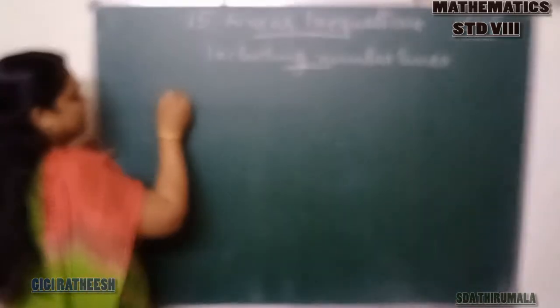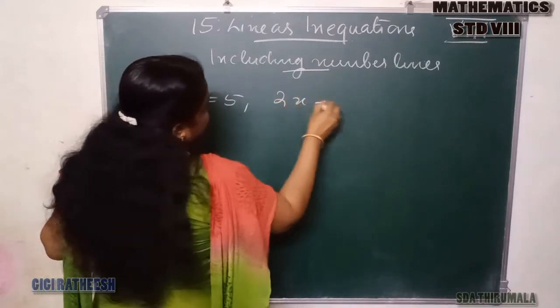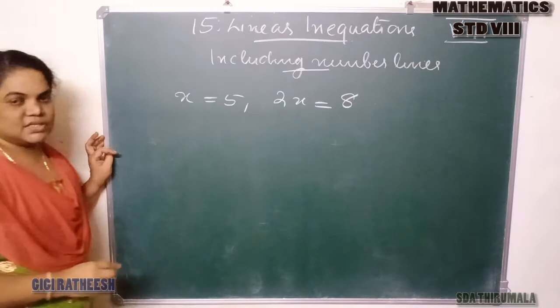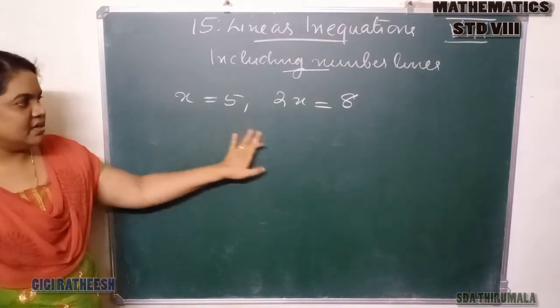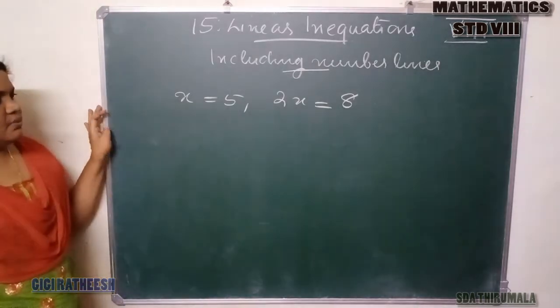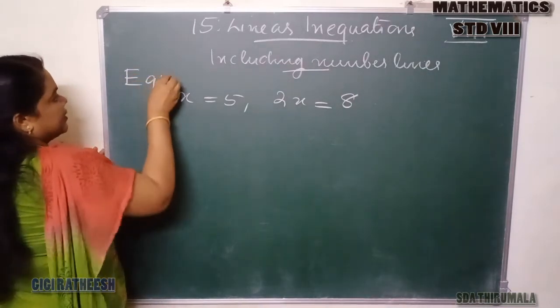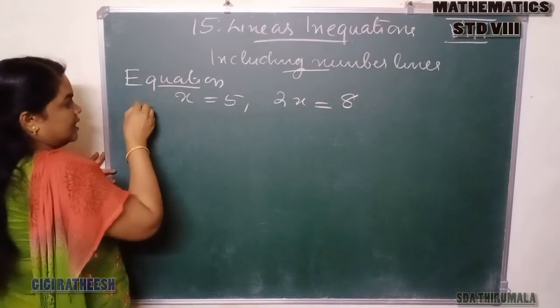For example, x is equal to 5, 2x is equal to 8. These are all equations. One thing is equal to another is called an equation. The first is equations, and the second one is inequations.